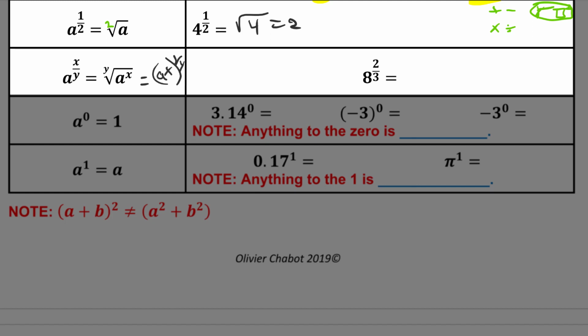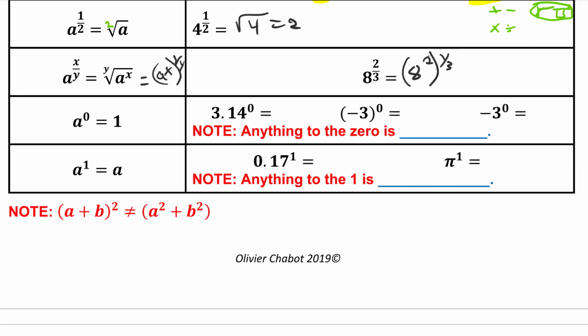So if we have 8 to the 2/3, really what we have is 8 squared to the 1/3, and then 8 squared is 64 to the 1/3. What is to the 1/3? Well, it's the cubic root.